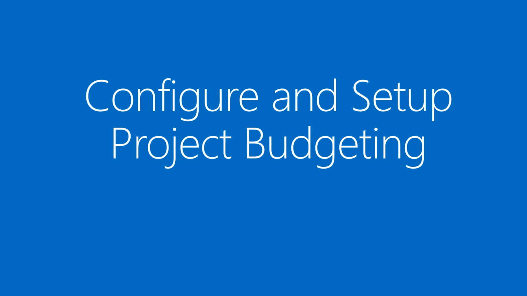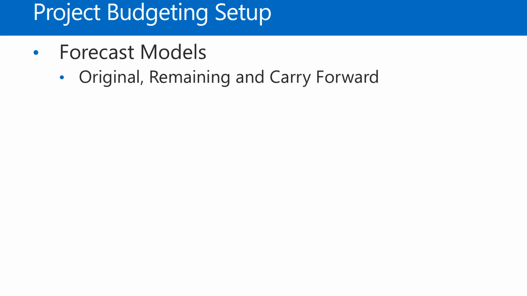Let's take a look at some of the setup when it comes to project budgeting. So the first piece of setup that is required in order to use the project budgeting functionality is that you need to set up some forecast models. You can think of forecast models as containers to your budgets. There are 3 that you'll want to set up, 2 that are required, which are original and remaining.